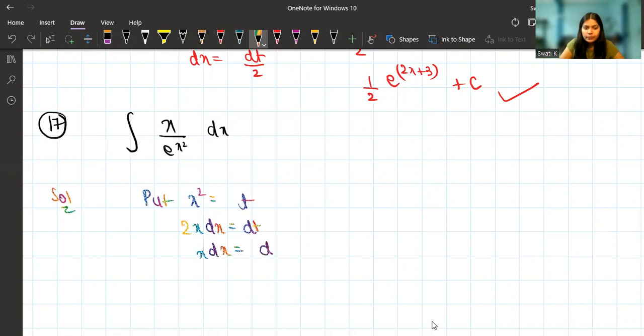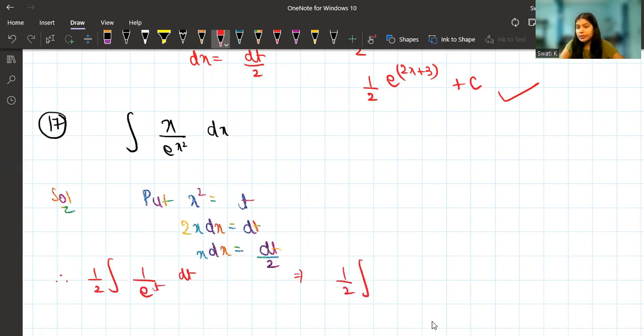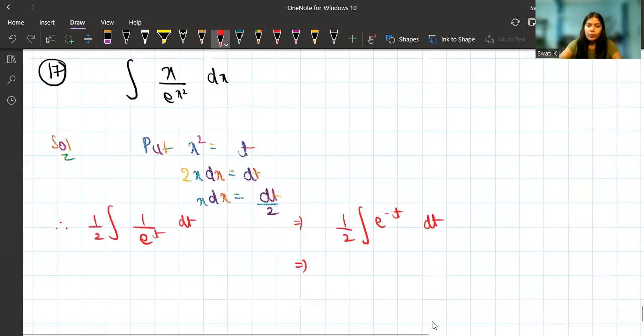Very simple. Now, therefore, you can rewrite your integration as x dx is dt upon 2. So dt upon 2, I'm writing outside. 1 upon e raised to x squared is 1 upon e raised to t. Now, this I can write as 1 upon 2 integration of, by using the property of exponent, e raised to minus t dt. All right. And now this will become 1 upon 2 integration e raised to minus t.